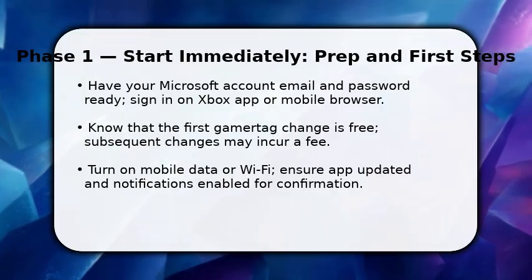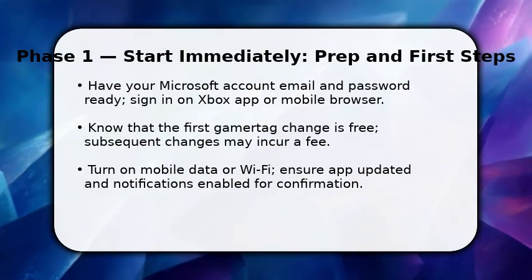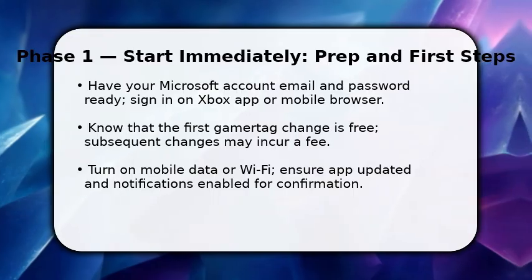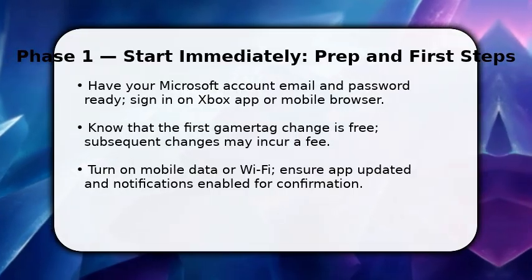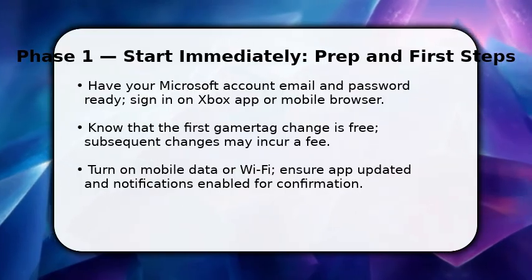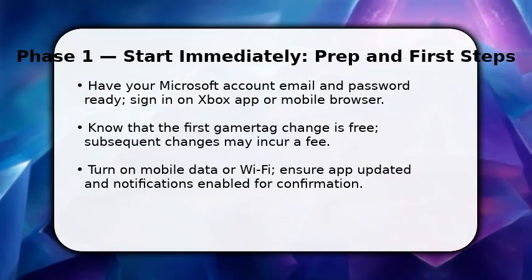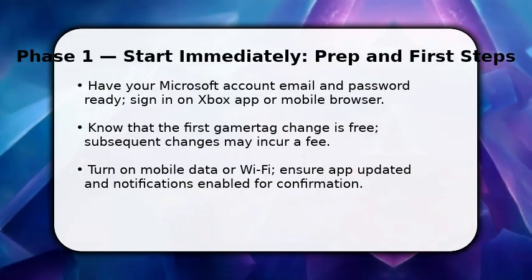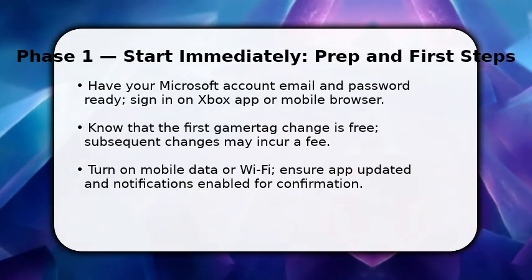Open the Xbox app or go to account.microsoft.com on your phone and sign in using your Microsoft email and password. Make sure the app is updated because new flows require the latest version. Once signed in, tap your profile icon to begin. Remember, the first gamer tag change is free versus later changes that may charge a fee, so make it count.